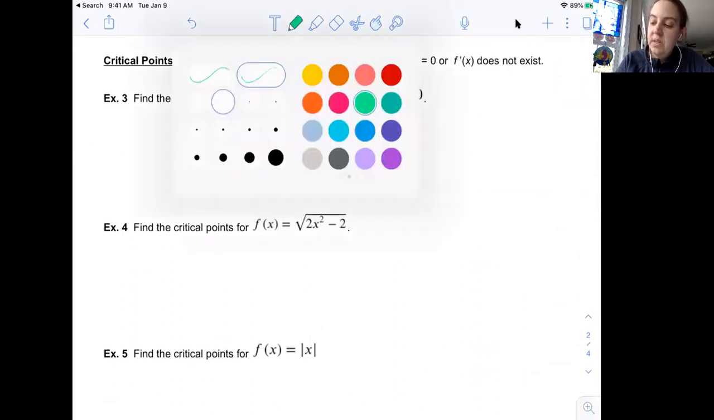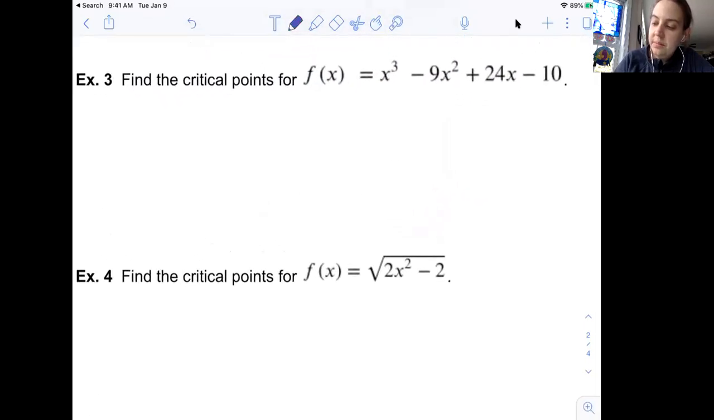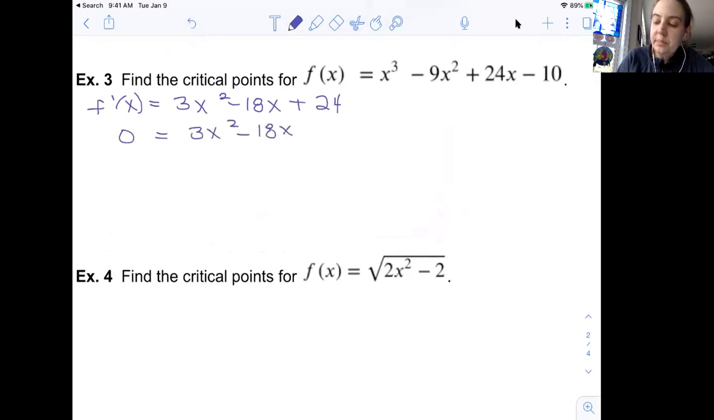So what we are going to do is take our function, and find the first derivative. So f prime of x is equal to 3x squared minus 18x plus 24. Once you have the first derivative, you set it equal to 0. So 0 equals 3x squared minus 18x plus 24.